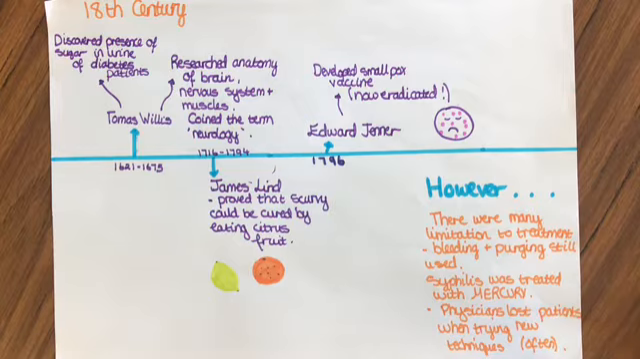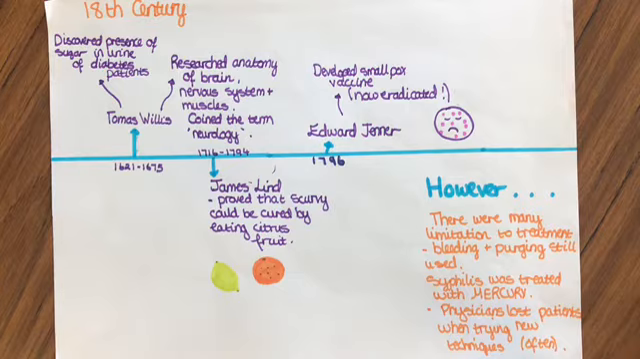James Lind proved that scurvy could be cured by eating citrus fruits. Edward Jenner developed the smallpox vaccine, which has now been eradicated, but there were many problems still in the medical world. For example, bleeding and purging still was used to treat people.